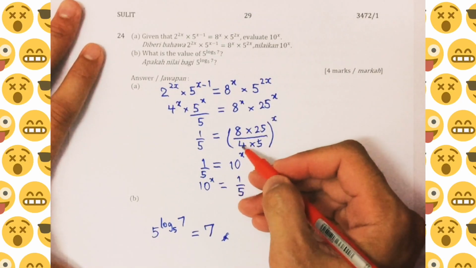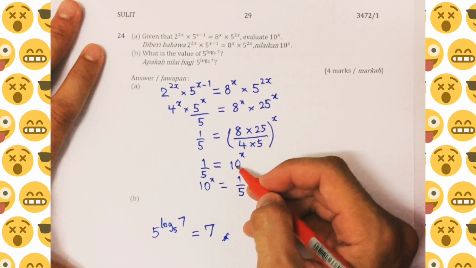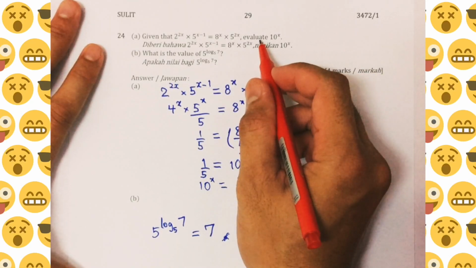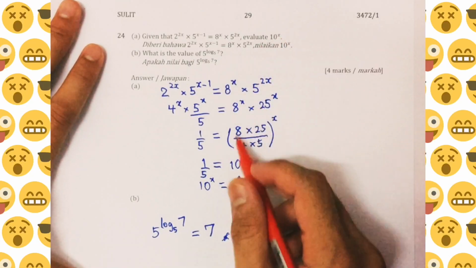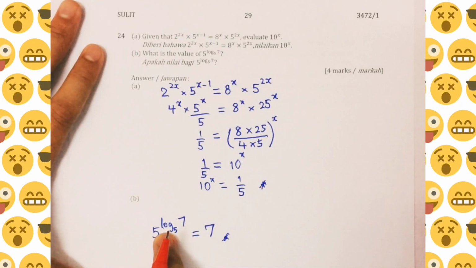When you simplify, 8 divided by 4 gives you 2. 25 divided by 5 gives you 5. 5 times 2 gives you 10. So the question asks you to find 10 power x. So this one will be 10 power x, so the answer will be 1 over 5. And for the second part, it is simply whatever number over 5, the log base 5 will be cancelled off, so the answer will be 7.